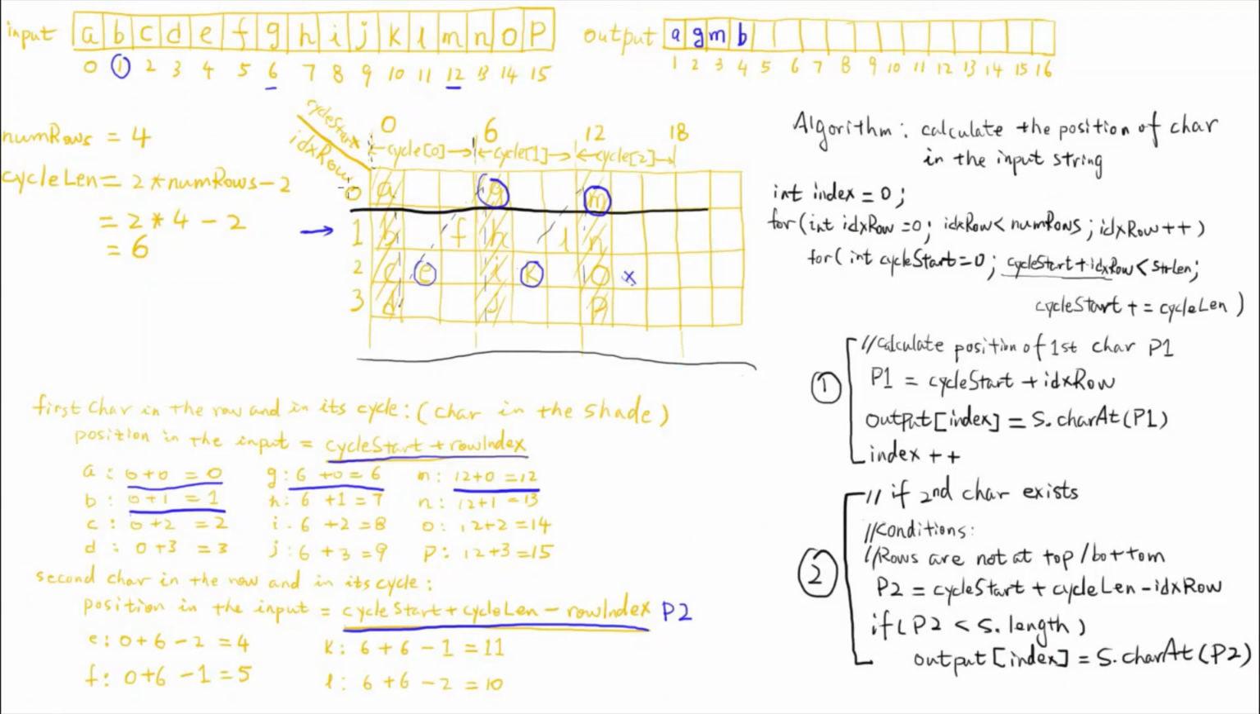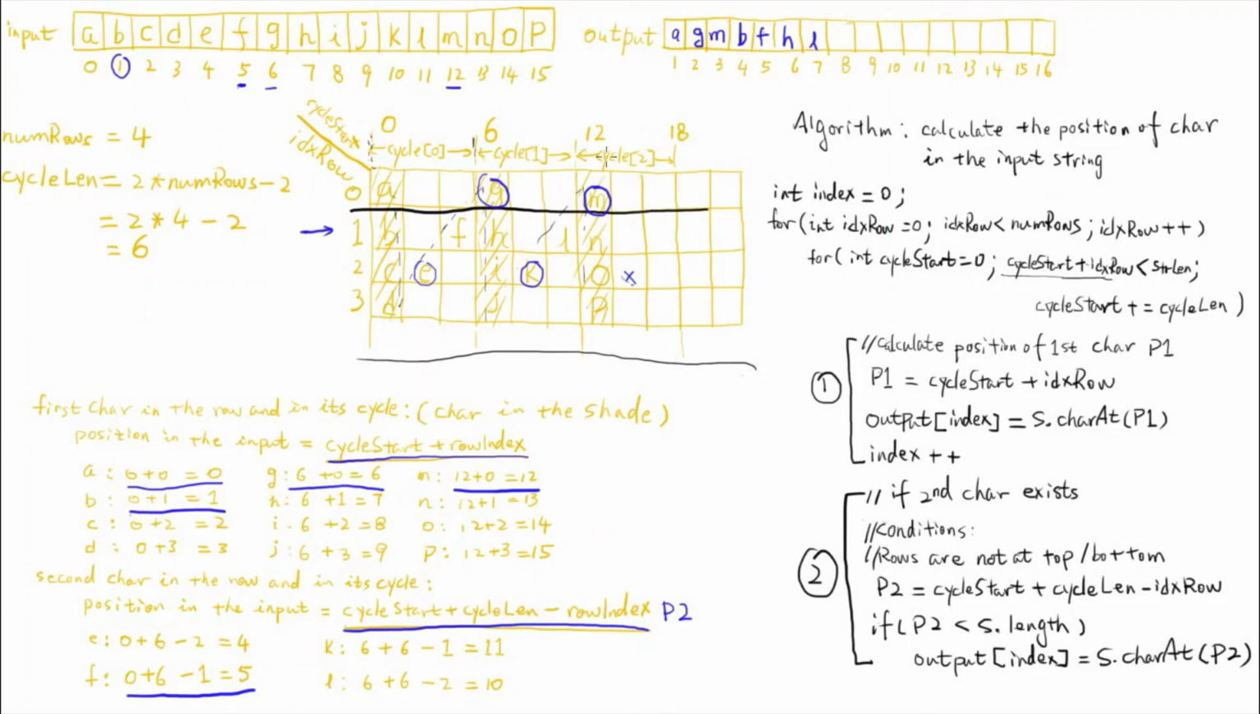Row 1 is not at the top and is not at the bottom. And when we calculate the position for the second character, it gives row start 0 plus the cycle length minus the row index, which is 1, so it gives 5. And 5 is smaller than the string length of the input string, so we can safely get this character from our input string. We get F. So we will continue this process to put H in the output and L in the output.